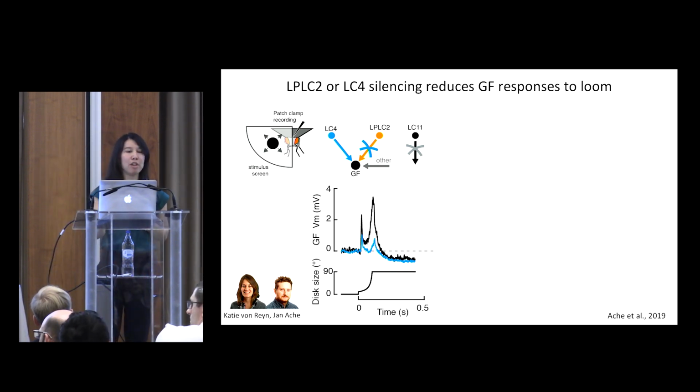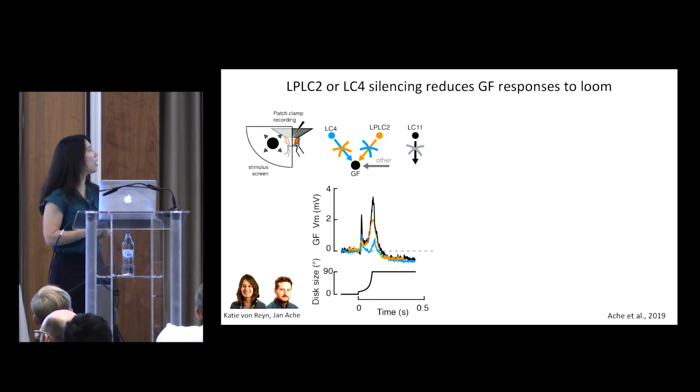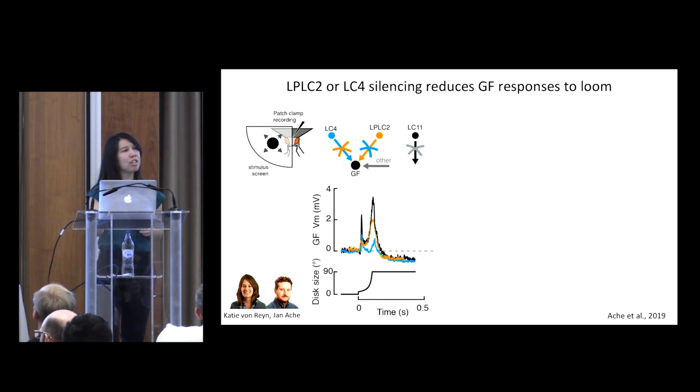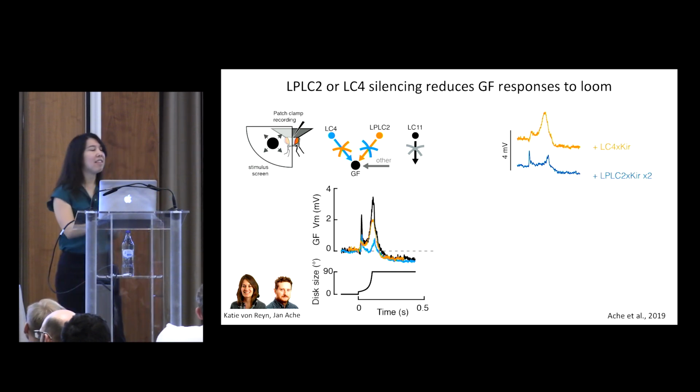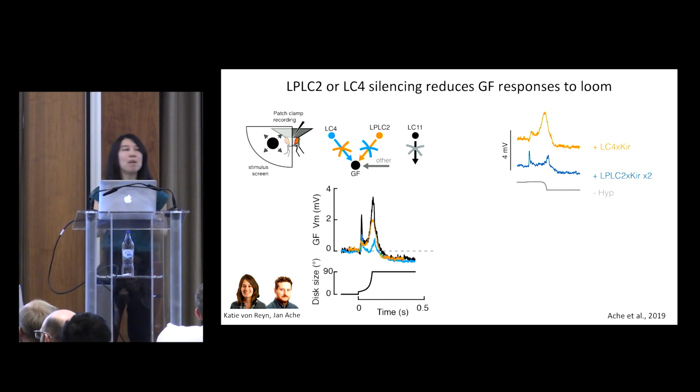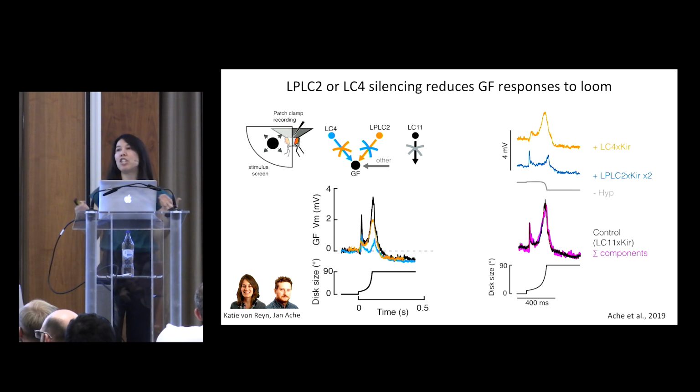If you silence that other input, LC4, then we also get a decrease in the giant fiber response, but not as much. And we did a little bit of addition, basically, to show that the sum of these two neurons, plus some inhibitory elements that I won't talk about in detail today, can recapitulate the control response. So in other words, our electrophysiology confirms what we saw in the EM, that we think these really are the two cell types that are contributing to the giant fiber's whole looming response.